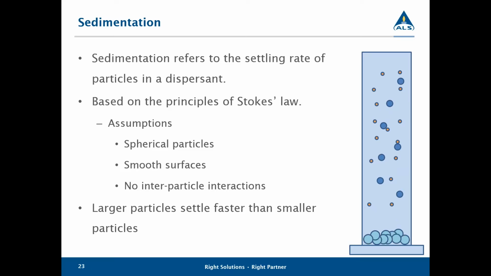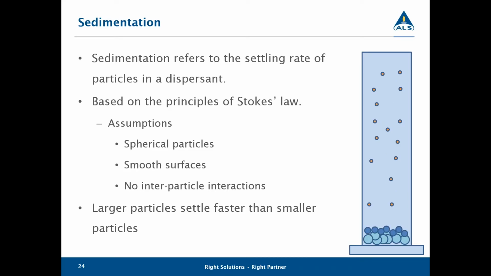So there are a couple of assumptions that we have to make. The first one is applying Stokes' law: all the particles are spherical particles with smooth surfaces and no interparticle interactions. What that means is that each particle is an island unto itself, and they're not going to interact together while they're settling. Spherical particles means that they have a standardized settling rate, and smooth particles means that there's not going to be any friction that will help prevent them from settling faster.